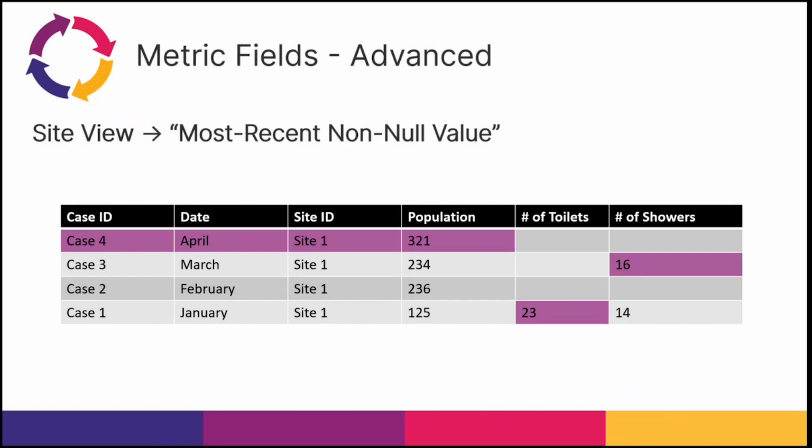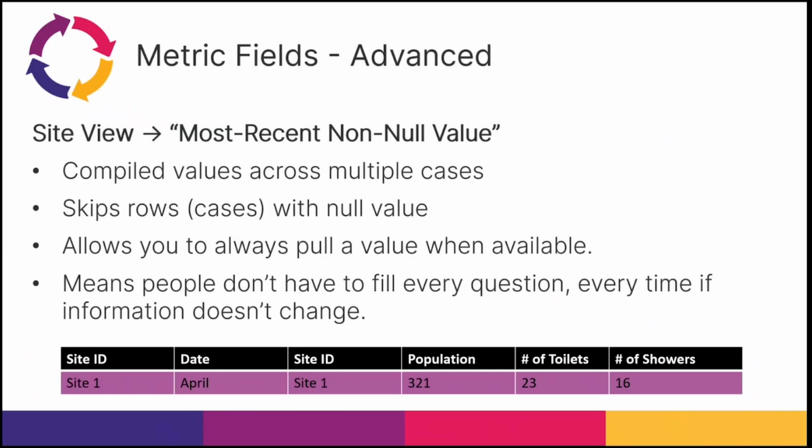So in this case, I have four monitorings. I do my monitoring for site one every month, and you'll see that every month I'm tracking the population, but not every month am I recording information about the number of toilets and number of showers. I did that the first time when I made the site profile, let's say in January, but after that, I only updated the number of showers in March when, let's say, there was some repair work, and now there are 2 more showers. What this means is that as the data gets compiled across those multiple reports, Zeit will skip blank rows. If it doesn't find information, it will go to the next oldest case to find the relevant information.